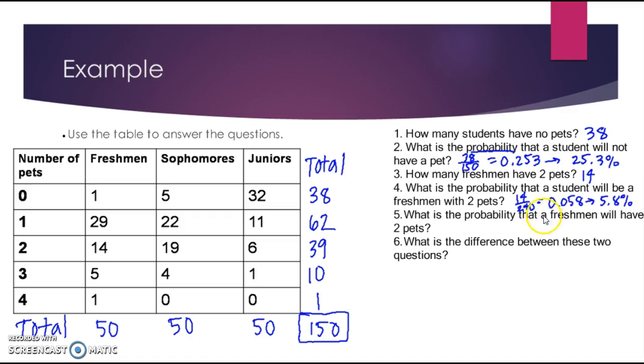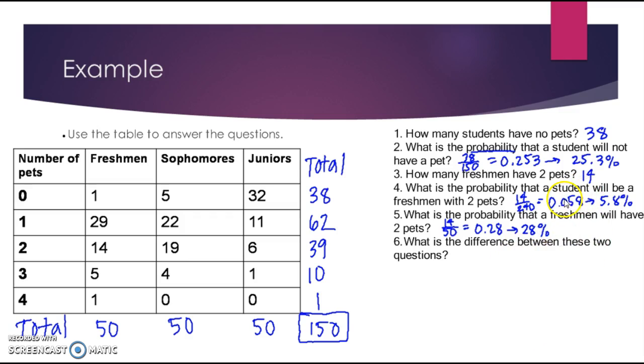So now I want, out of the freshmen, the chances that they're going to have 2 pets. Well, my total freshmen is 50, so that's going to be the bottom because I know that they're freshmen. And out of those, the ones with 2 pets are 14. So we have 14 out of 50. And when I do 14 divided by 50, I end up with 0.28, which becomes 28%.